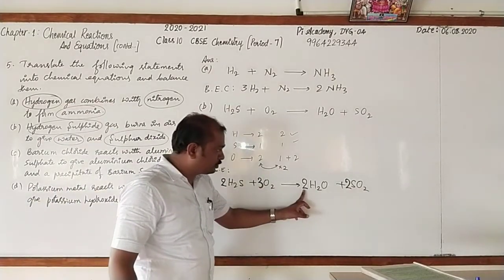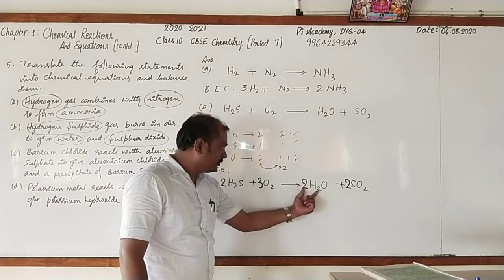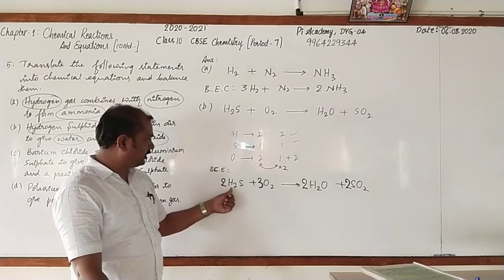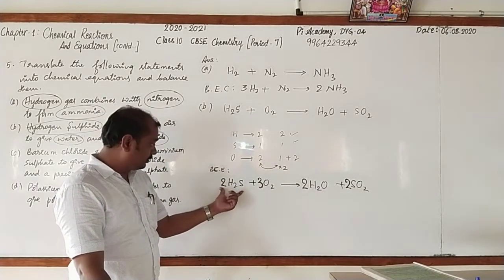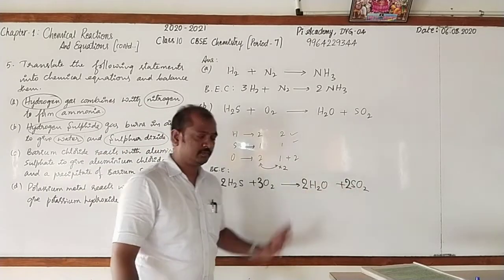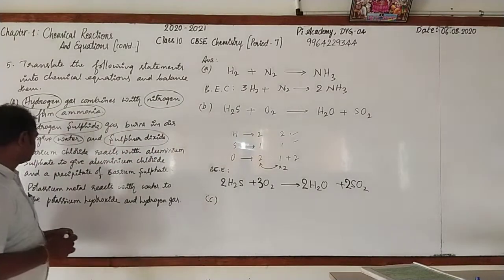First I have taken 2 here. Then after that hydrogen will be unbalanced. 2 2s are 4 here. Only 2 are there. Hence I put 2. Then I balanced sulfur. Yes, this is it. Next we shall move on to C1.